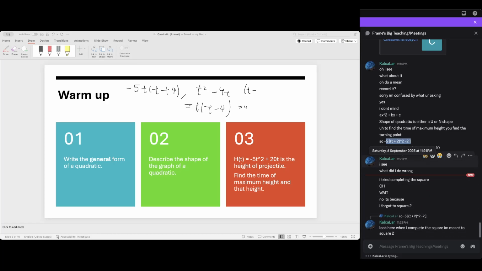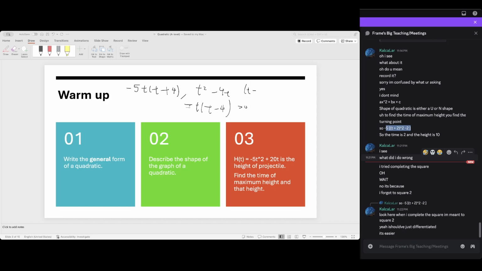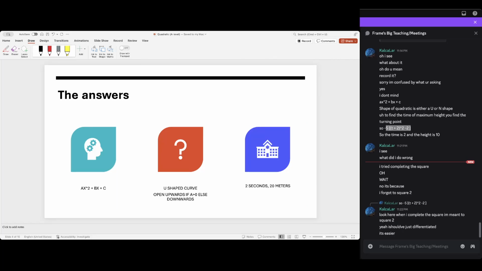So just use all the methods you can. The point is that it is 2, and you can cross check to see if it is 2, because who knows what kind of slips you might make in exam conditions. It happens. It's better to make the mistakes here than in the exam. So you can look at the answers, and the answer is U shape.